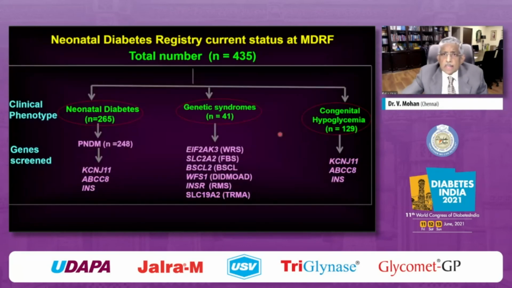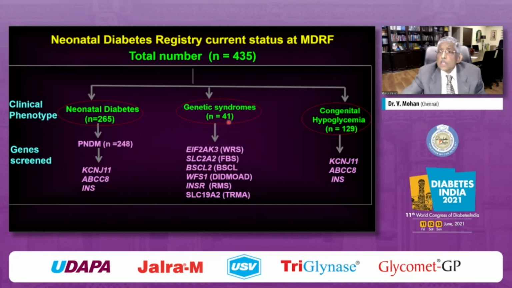This is our registry, the neonatal diabetes registry. We have 265 cases of neonatal diabetes, of which 248 are the permanent variety and the others are still unclassified. And most of them belong to the KCNJ11 and ABCC8. Now, just today actually, we have written up a paper on the insulin gene mutations, the 3rd one and the first report from India, that's being submitted for publication.